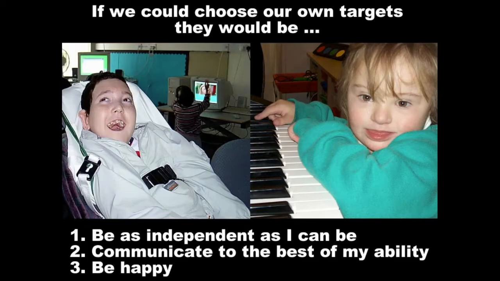Indeed, whenever I observe people working with students, I think to myself, does this activity help this child become more independent? Does it help improve their ability to be able to communicate? And are they happy doing it? And I often think, if the activities that we're doing don't contribute to any of those 3, I sometimes question, should we actually be doing it at all?